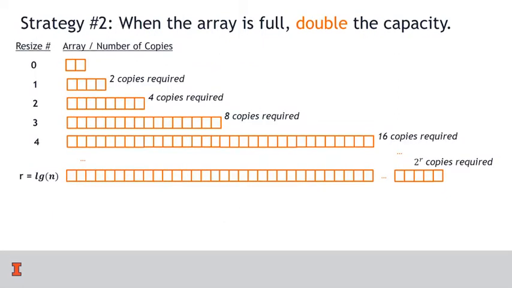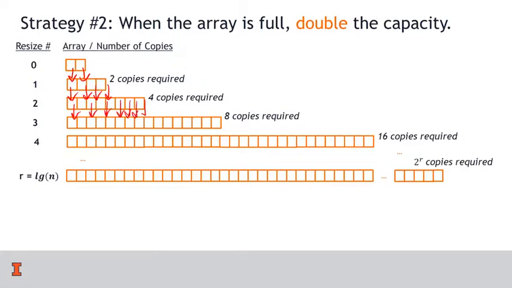So let's see how this differs if we use a different strategy. Our other strategy is let's double the capacity every single time as opposed to just adding 2 each time. So if we double the capacity, starting with an array of size 2 again, the first time we do 2 copies. The second time we do 4 copies. The next time we do 8 copies.